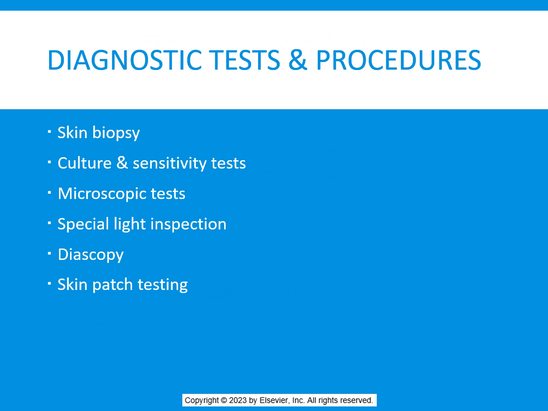A biopsy is used to differentiate benign from malignant lesions. Culture and sensitivity is used to identify the causative organism and the best drug to treat the skin issue. A Wood's light allows ultraviolet light to inspect the skin. Skin patch testing is used to determine if an individual has any allergic reactions.